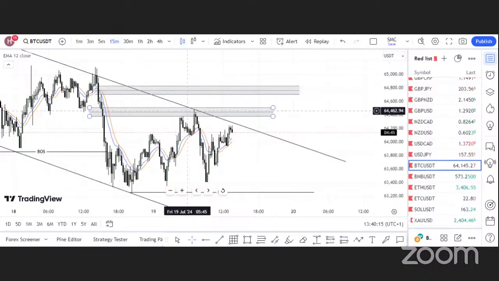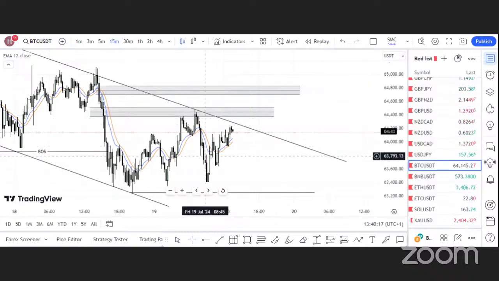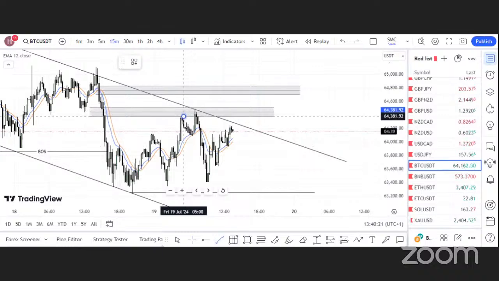So let's drop down to the lower time frame. Let's see if the market is going to drop from this level.